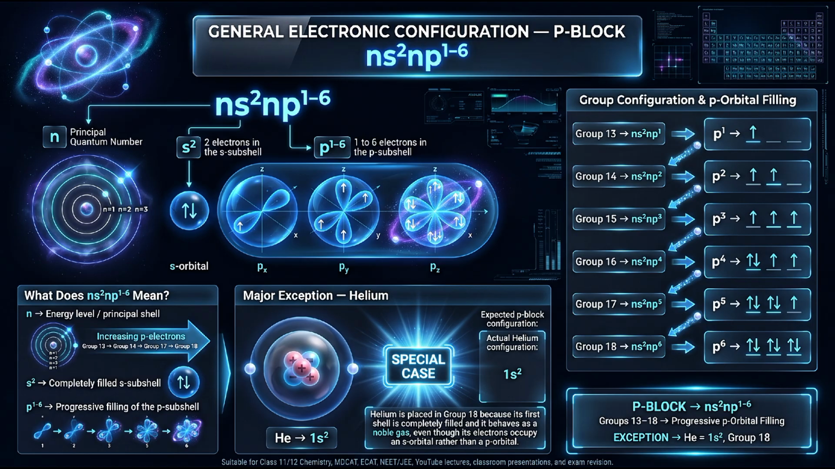Group 17 has the configuration ns²np5. At this stage, 2 of the p orbitals contain electron pairs, and the remaining p orbital contains 1 unpaired electron. Fluorine is an example with the configuration 2s², 2p⁵. Because only 1 more electron is required to complete the p-subshell, group 17 elements have a strong tendency to gain 1 electron or share 1 electron in chemical bonding. This is one of the main reasons why halogens are highly reactive.